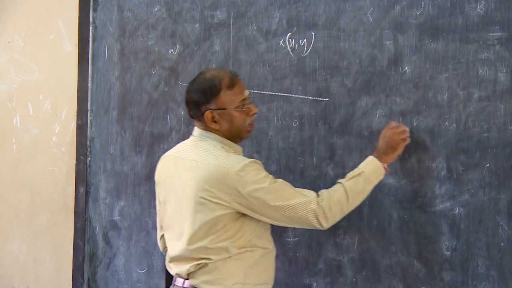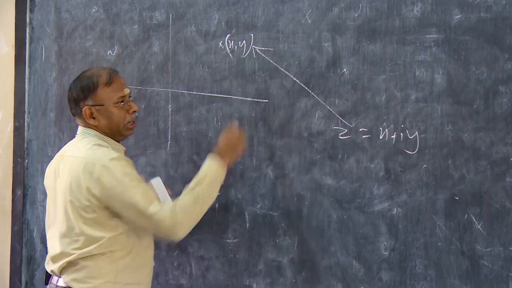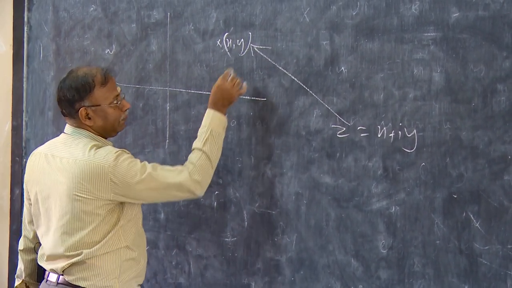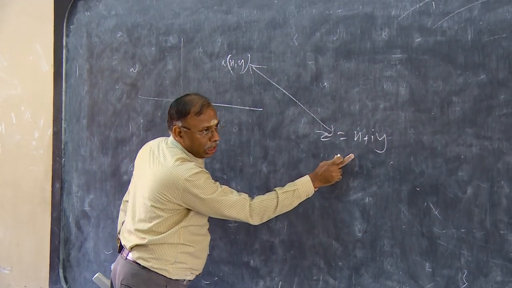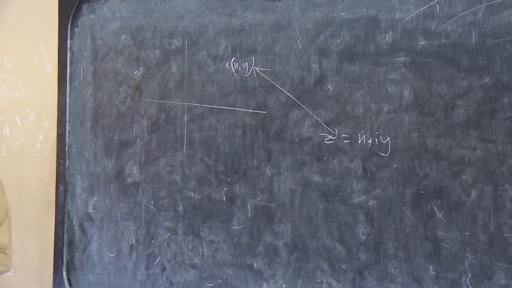Therefore, corresponding to Z equal to X plus IY, I'll be able to think of a point X comma Y in the coordinate plane. Similarly, if I'm given a point X comma Y in the coordinate plane, equivalently, I'll be able to think of a complex number X plus IY in the set of complex numbers.